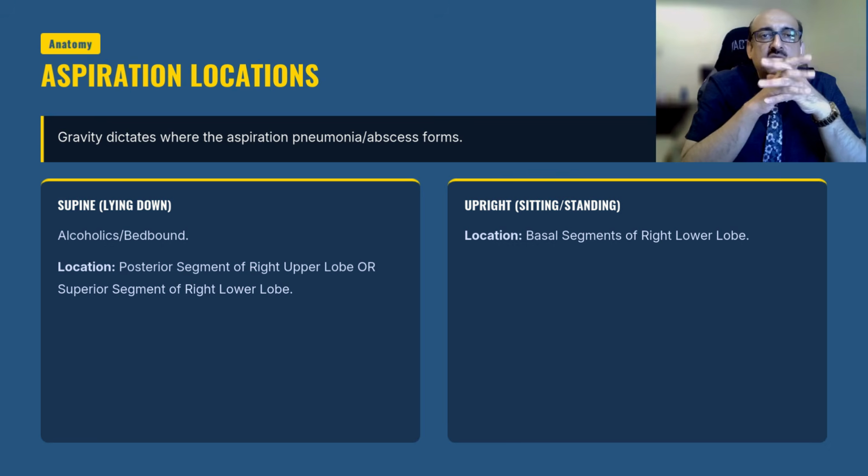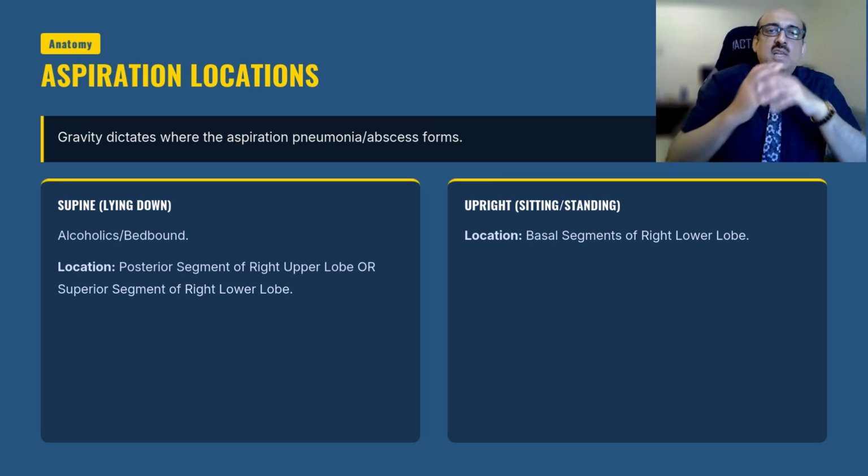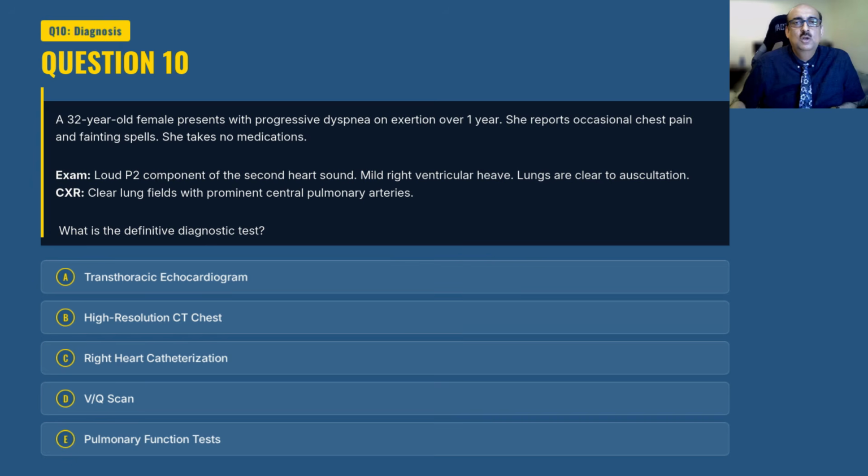The shadowing on the chest X-ray and the location can give you a clue, or the history can give you a clue. So either way, clinical reasoning is really important in this situation. Okay, so the last question of this module, question number 10, is about diagnosis.